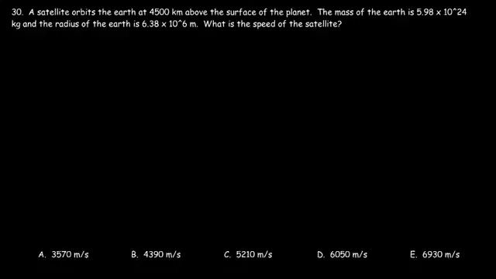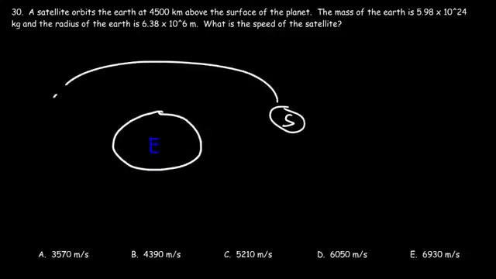Number 30. A satellite orbits the Earth at 4,500 kilometers above the surface of the planet. The mass of the Earth is 5.98 times 10 to the 24 kilograms, and the radius of the Earth is 6.38 times 10 to the 6 meters. What is the speed of the satellite? So let's draw a picture. So let's say this is the Earth, and this is the satellite orbiting the Earth.